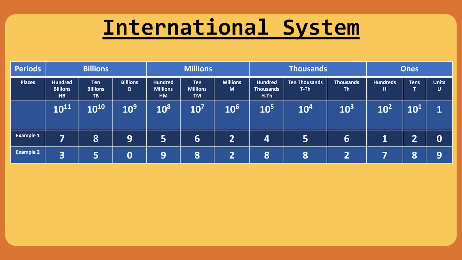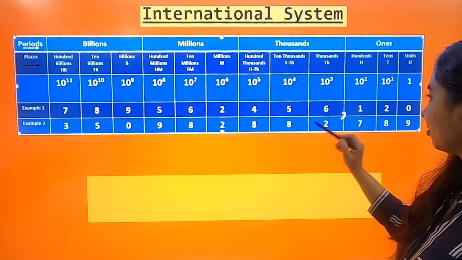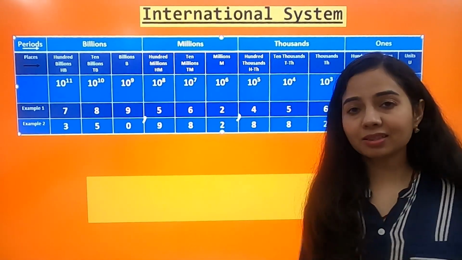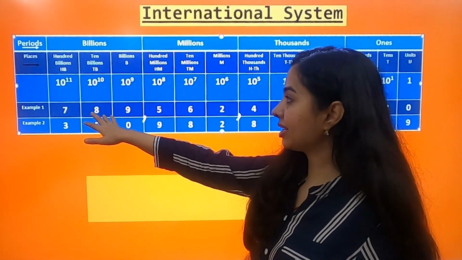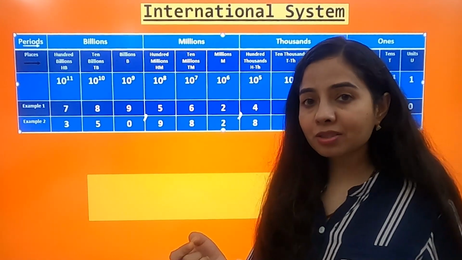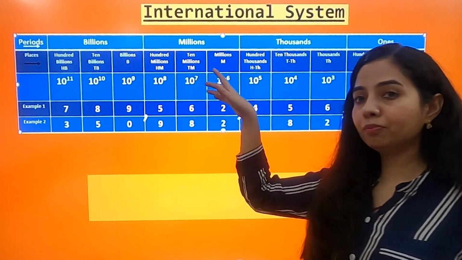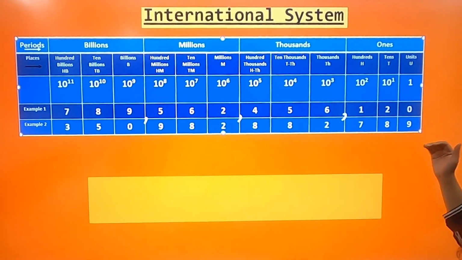So now let's do it together. First we'll put commas for every period. So in the international system it's 3, 3 every time. 1 2 3, 1 2 3, 1 2 3. That's it. So now how will we read? We'll read it as 789 billion. Here also the same rule, that we will not use S. 789 billion, 562 million, 456,120.